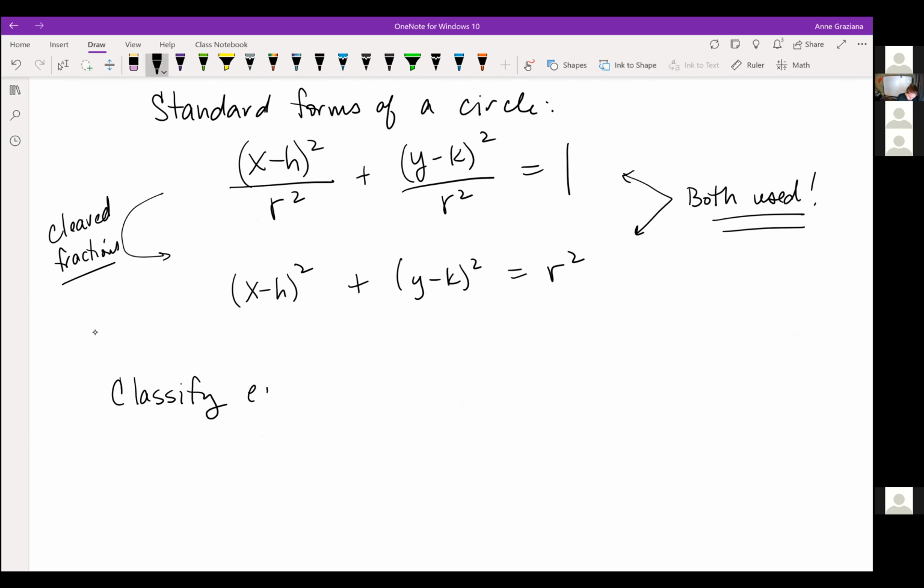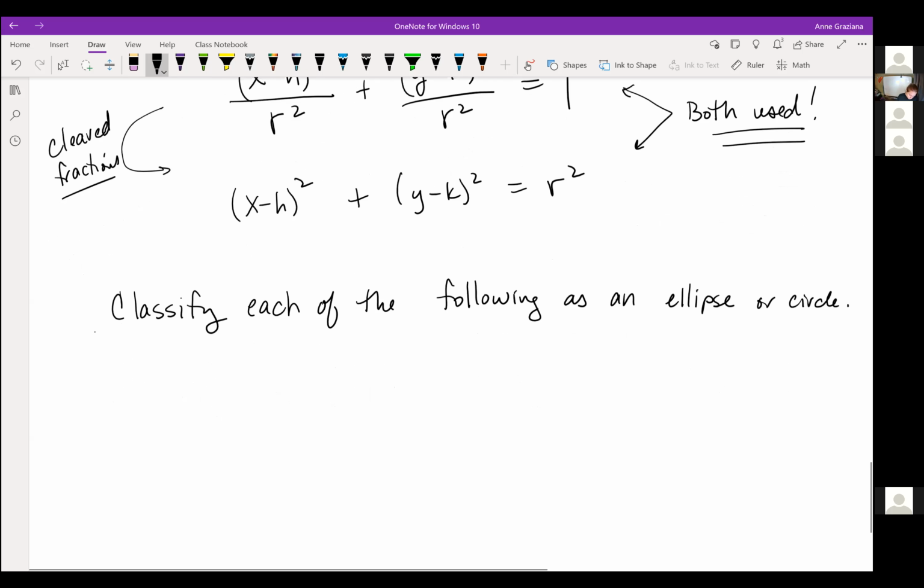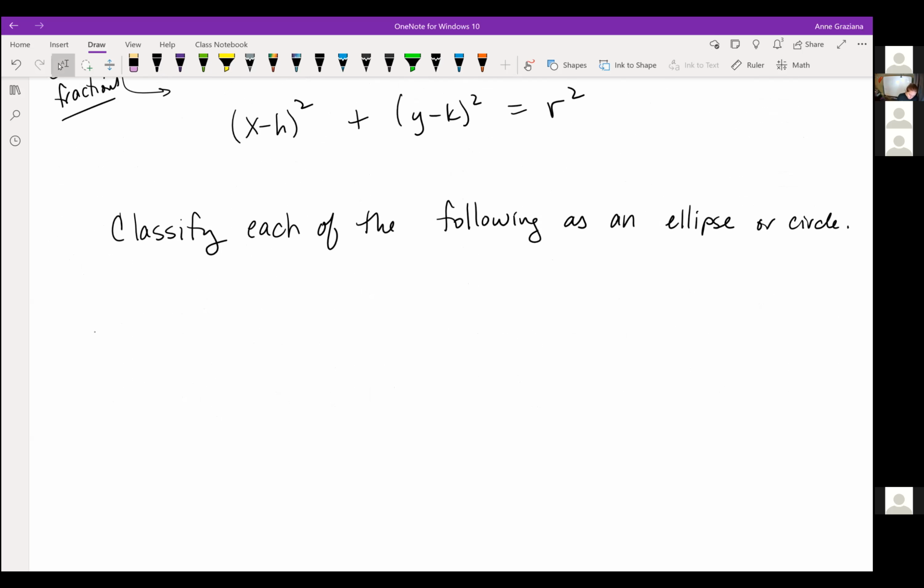Classify each of the following as an ellipse or circle. All right, so I'm going to put the equation here and then classification.